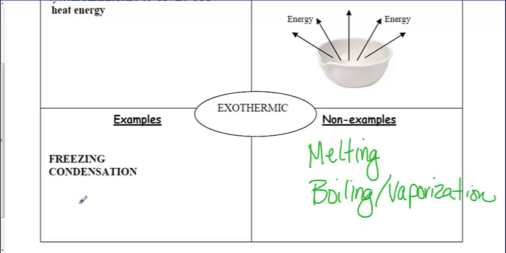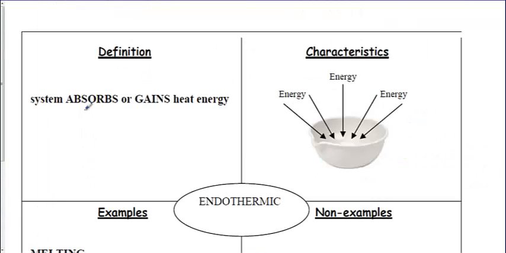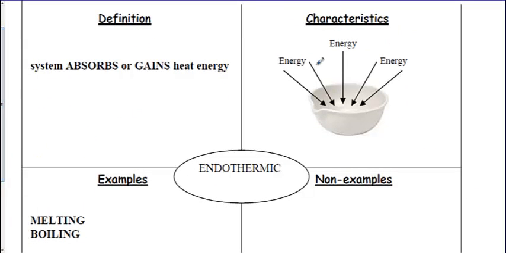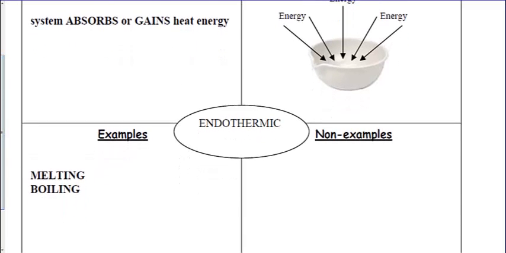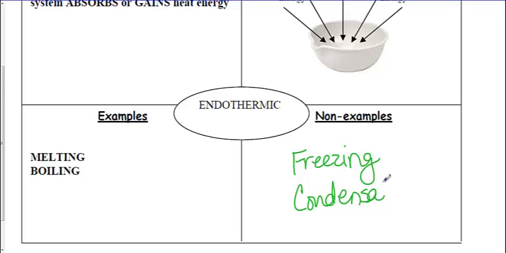Okay, so vaporization. And then if we look at endothermic, endo to absorb or gain heat energy. If we heat something up in a crucible, it will allow the substance to either melt or vaporize. So examples would be melting and boiling, and non-examples, the opposite of those, would be freezing and condensing or condensation.